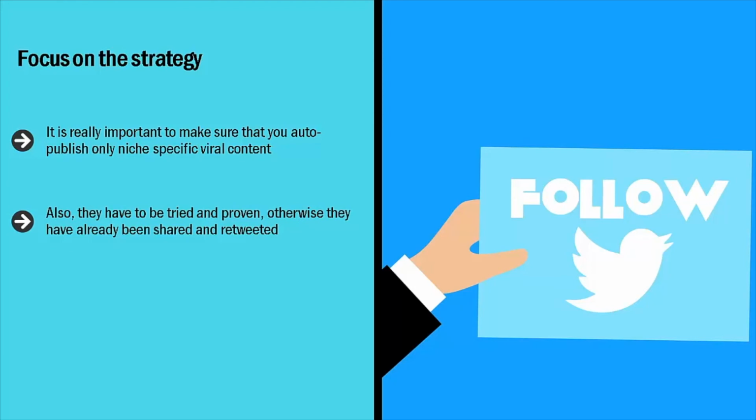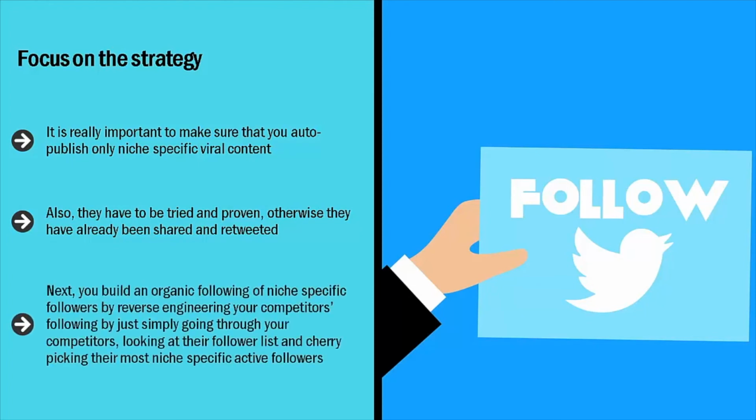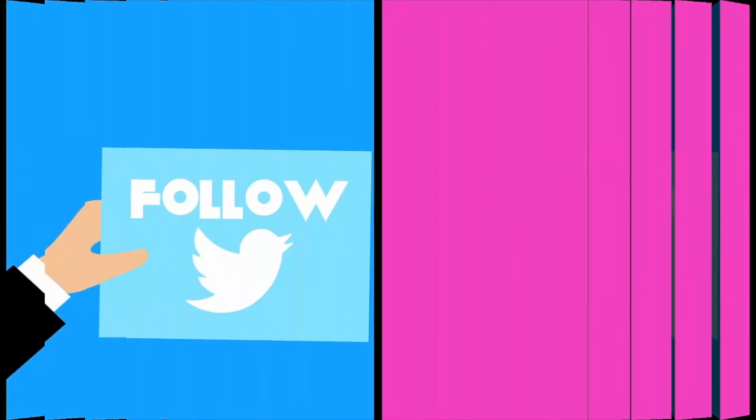Otherwise, they have already been shared and retweeted. This is not new stuff. This is not stuff that somebody just came up with. This is material that has been going around because you know people are interested in this stuff. Next, you build an organic following of niche-specific followers by reverse engineering your competitors' following, by just simply going through your competitors, looking at their follower list, and cherry-picking the most niche-specific active followers.